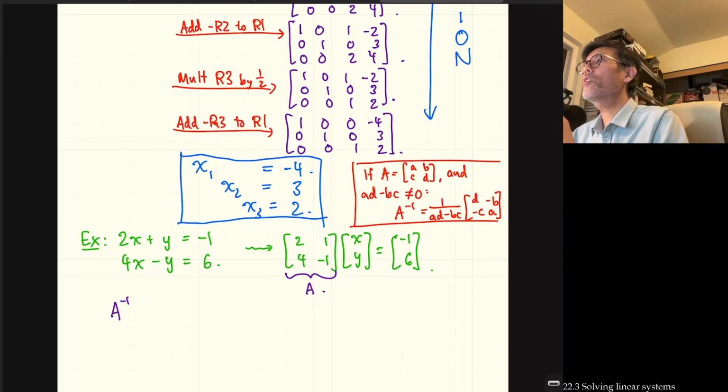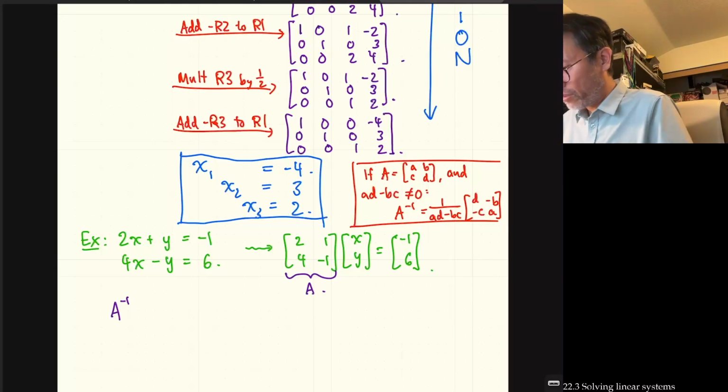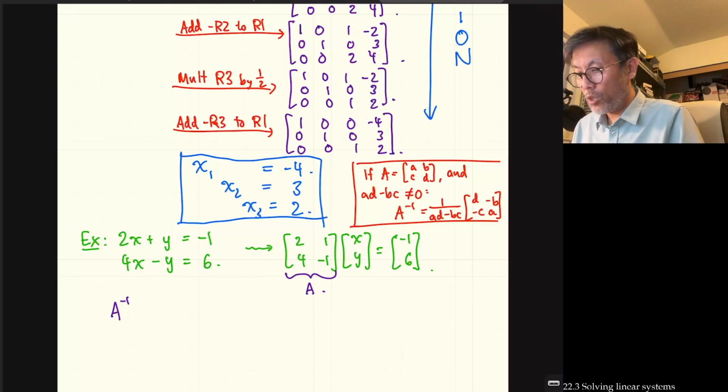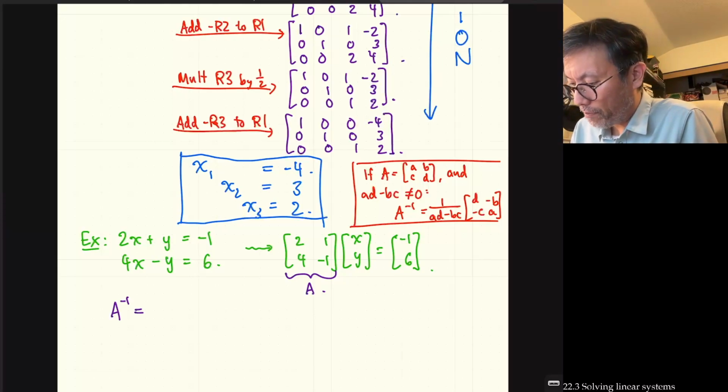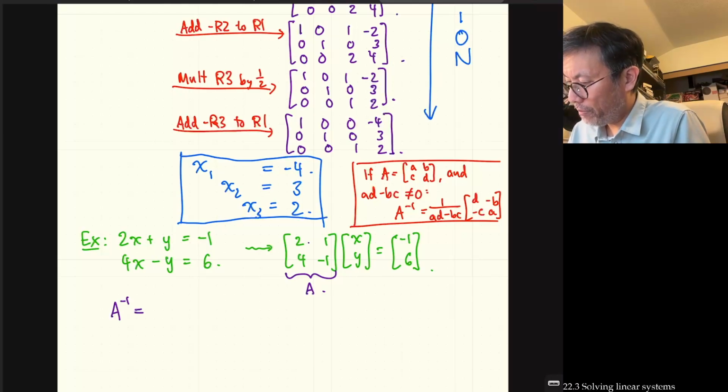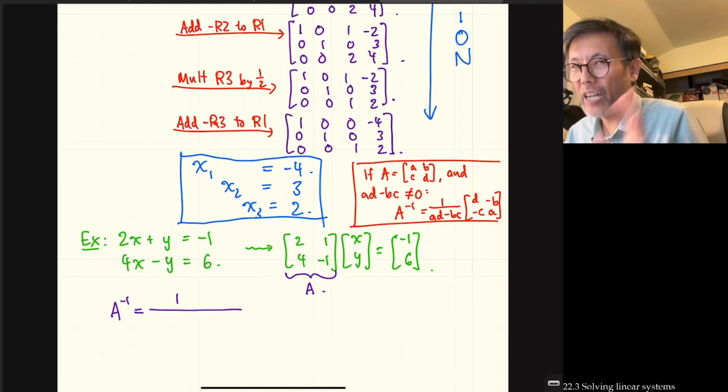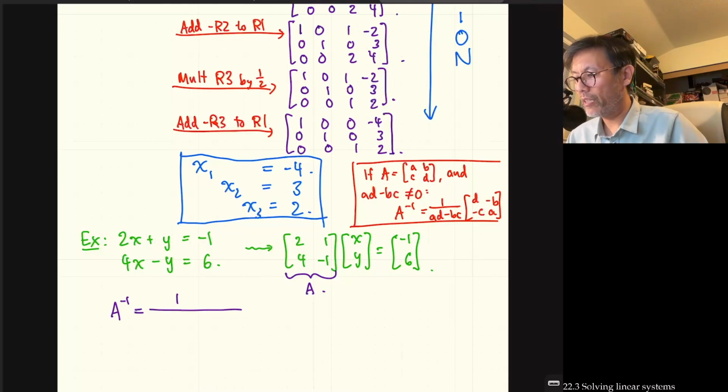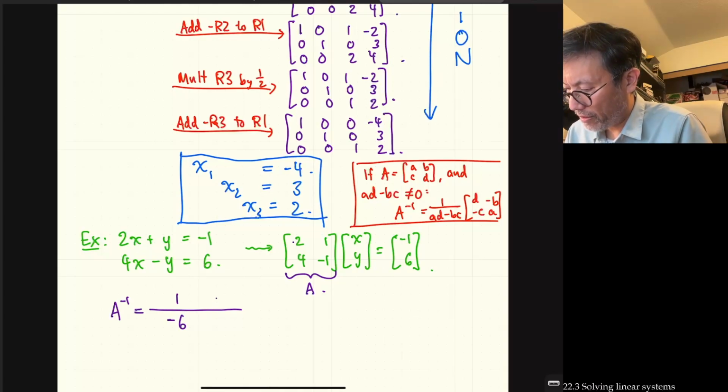This is all good. But the point that I'm trying to make here is that we can use this fact about 2 by 2 matrices to write down A inverse in our problem. So what's the determinant, first of all? I'm just following this definition here. So 1 over the determinant. The determinant is -2 minus 4, which is -6.